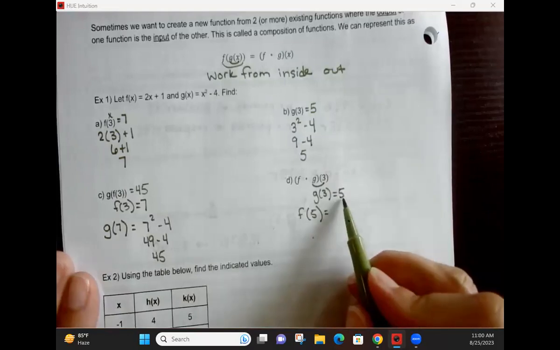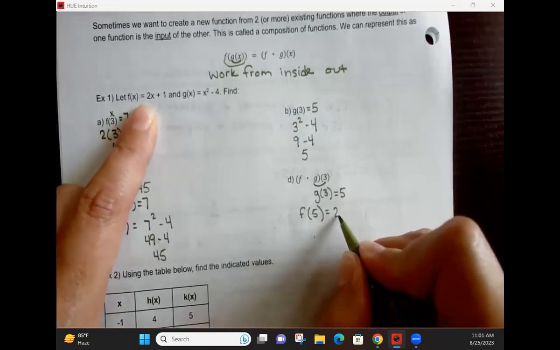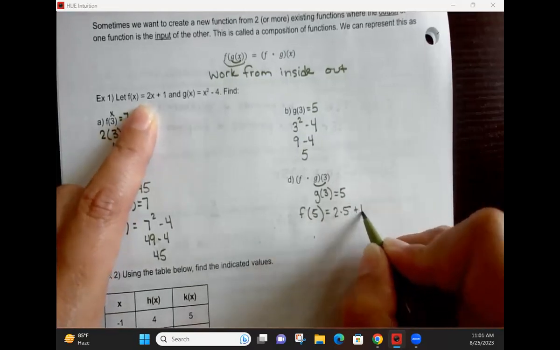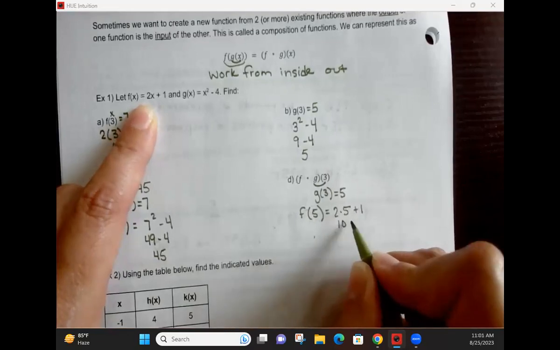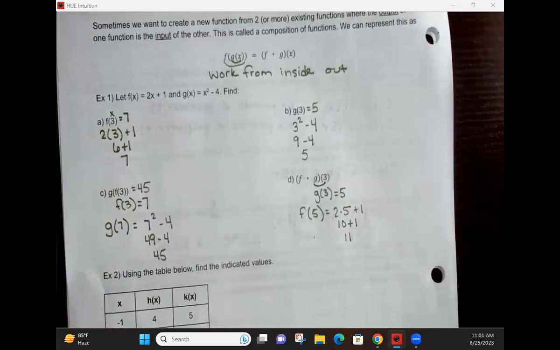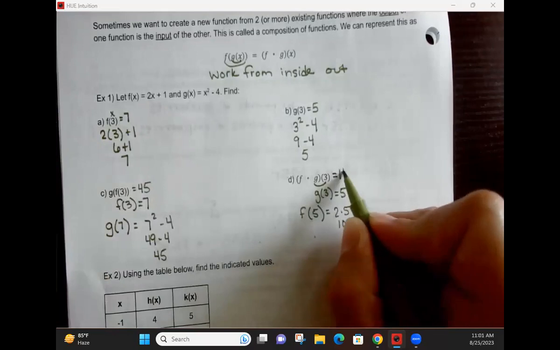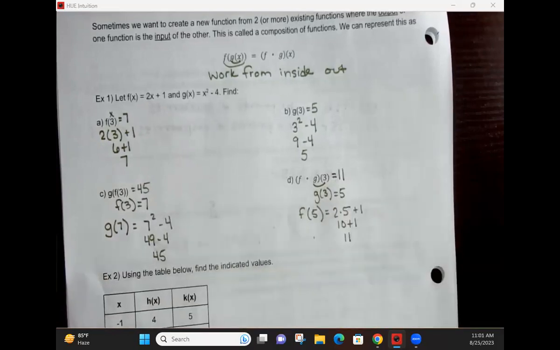The output for my first function becomes the input for my second. Okay, so f of 5. That would be 2 times 5 plus 1. So 10 plus 1, which is 11. So f of g of 3 equals 11.